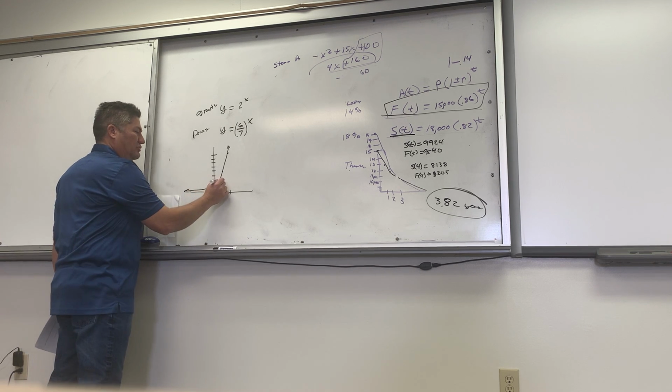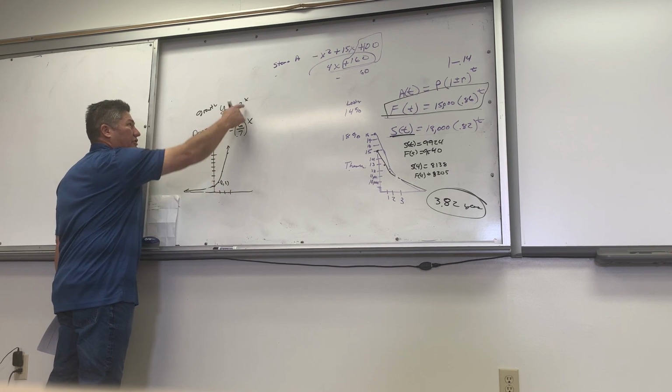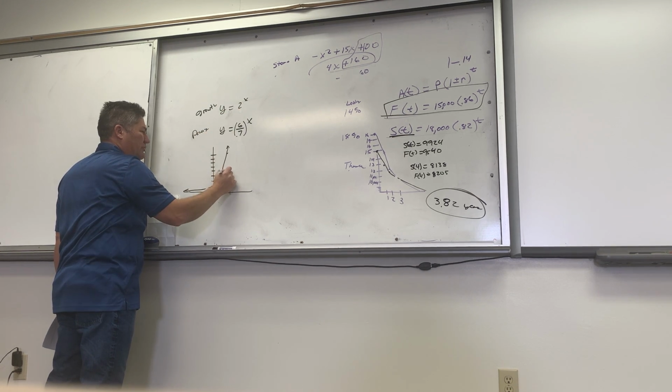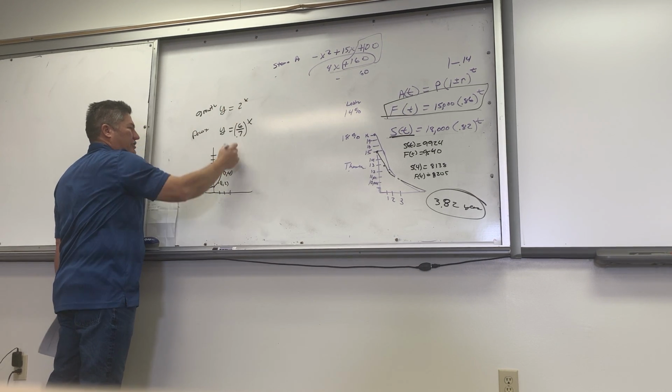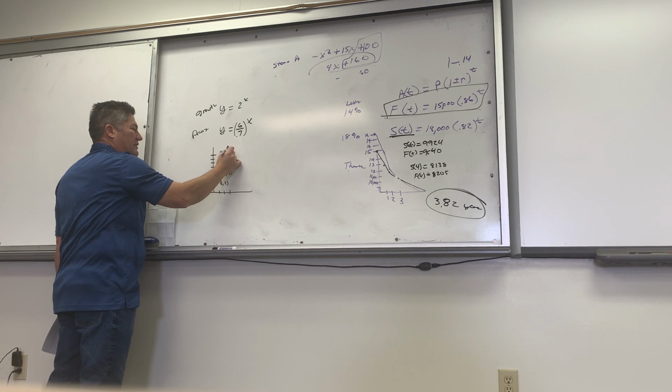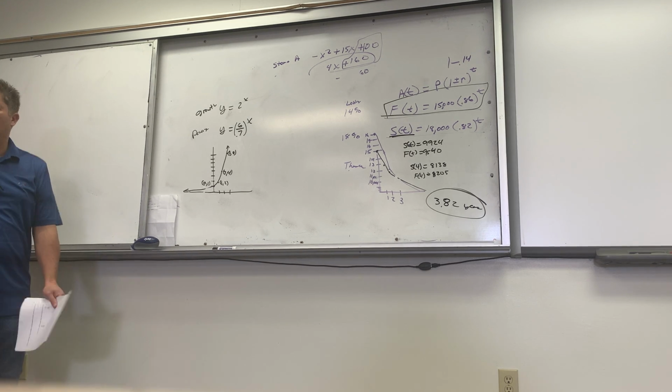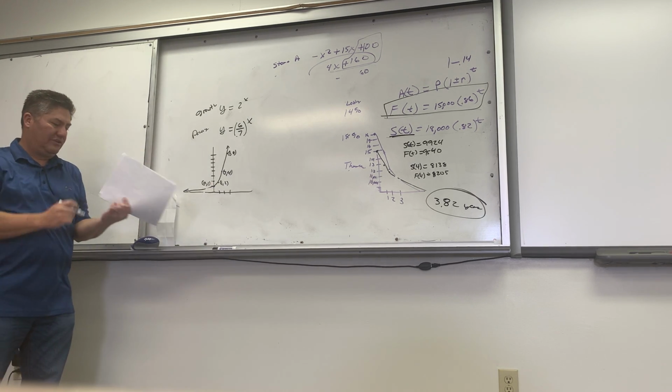So remember, this point is (1, 2). How did I get that? I plugged in 1, and got 2. Then (2, 4): 2 squared is 4. 2 cubed is 8, so (3, 8). And this is (0, 1). Those are some points I put on my graph. That's that one. Okay, how about the other one?